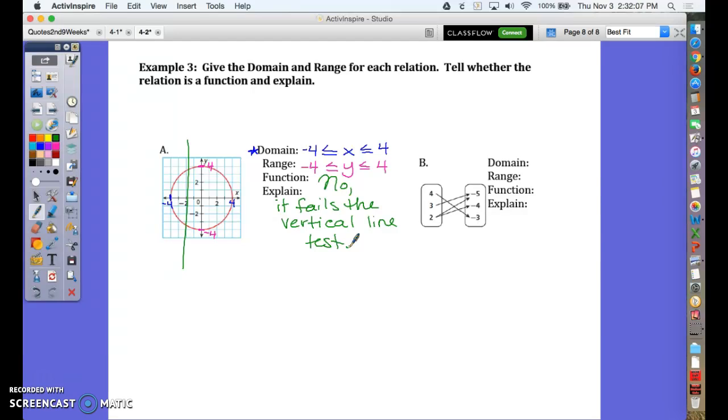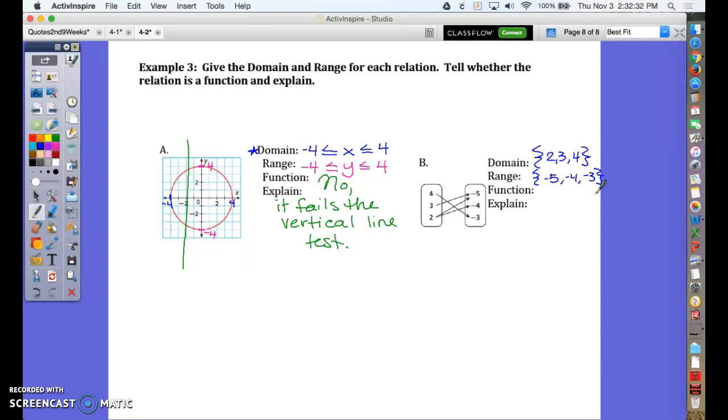Okay? If we look at B, again, what is your domain? Look at the x values. Least to greatest, I would have 2, 3, and 4. Range would be this one. I would have -5, -4, -3.